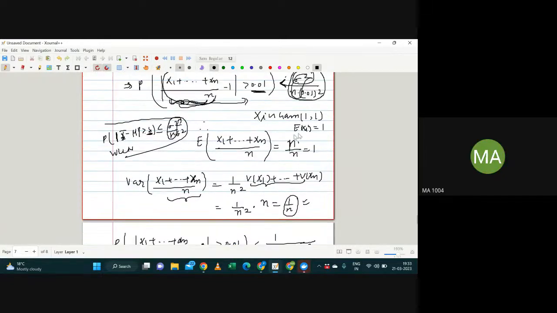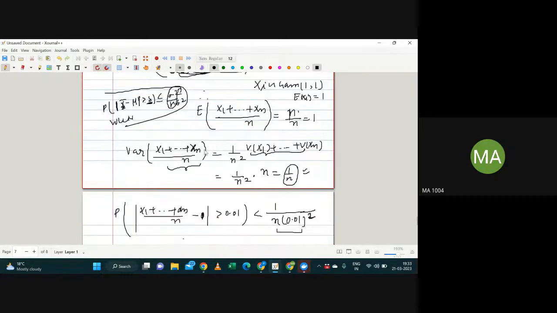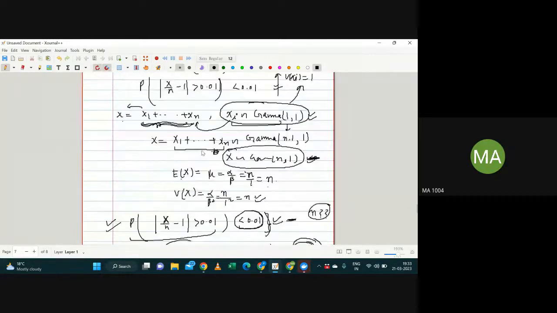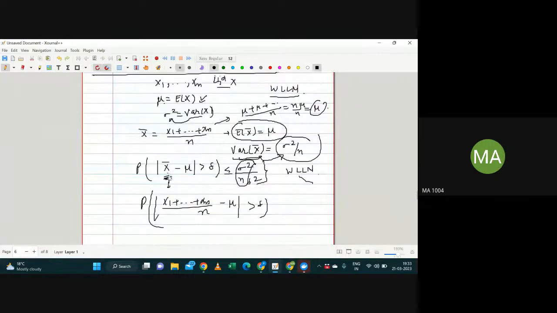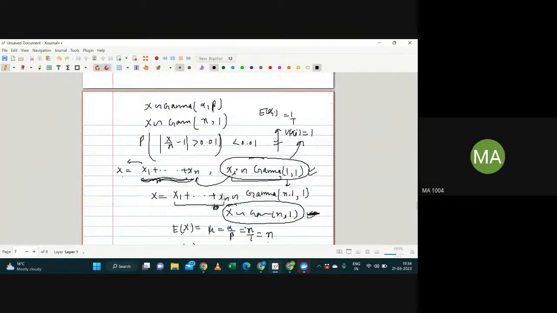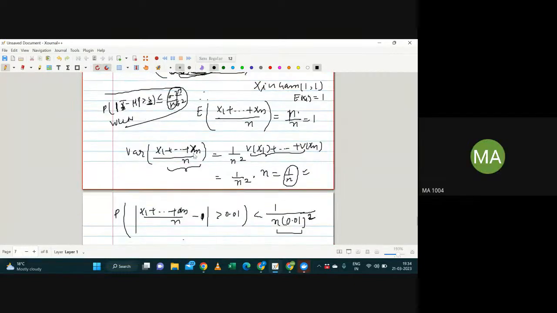Sigma square by n is what? By the weak law of large numbers, it is the variance of x bar, right? Yes, sir. So in this case we have to find the variance of (x1 plus ... plus xn) divided by n, and we got the variance of this whole quantity as 1 by n. Is it okay for everyone or not?